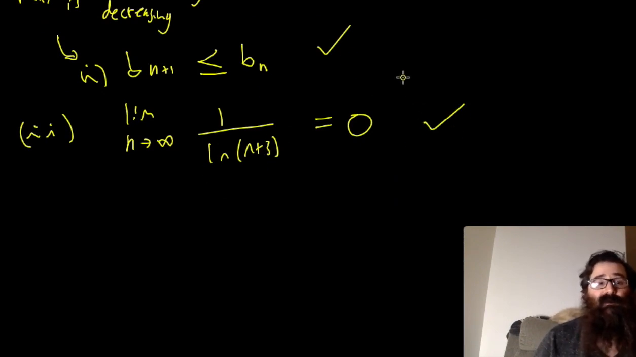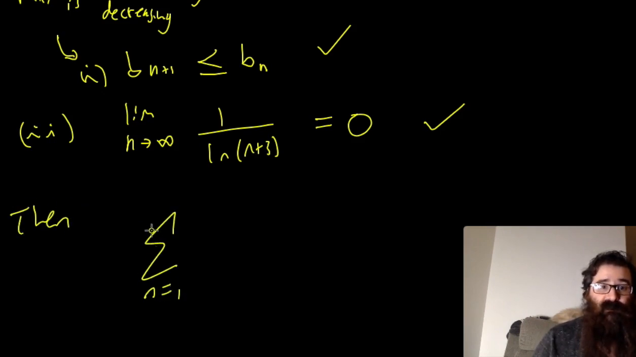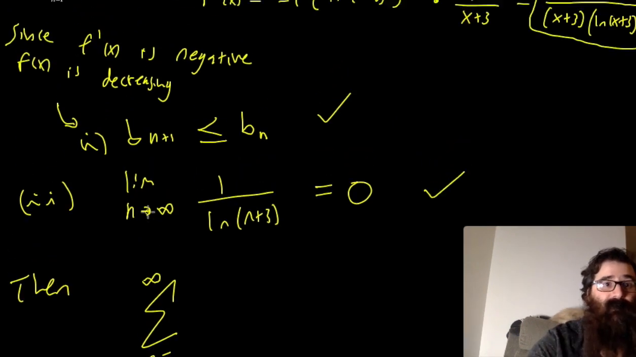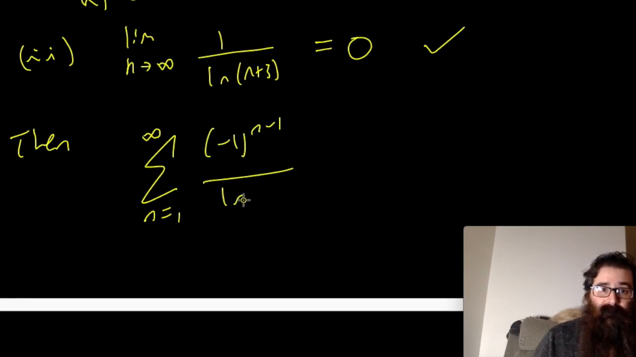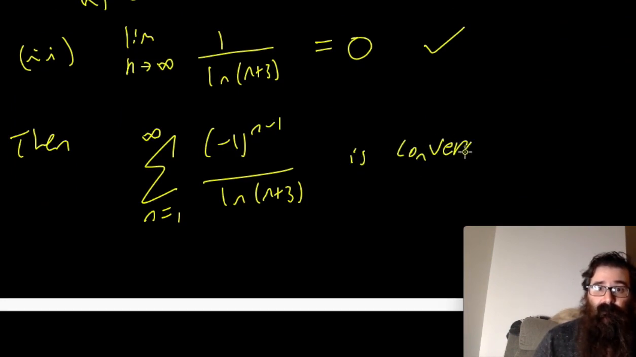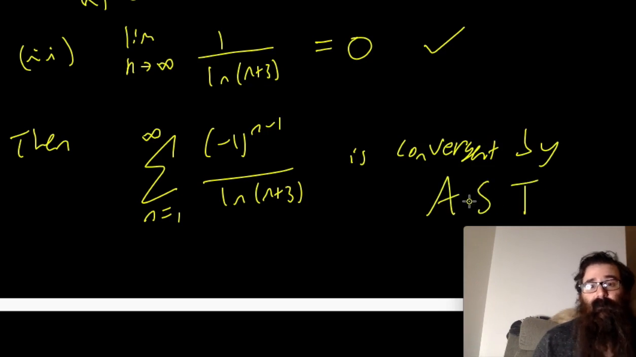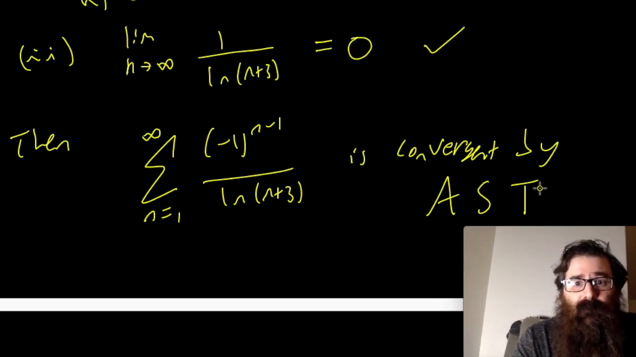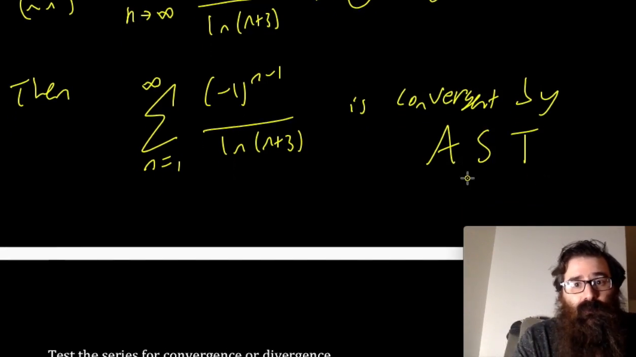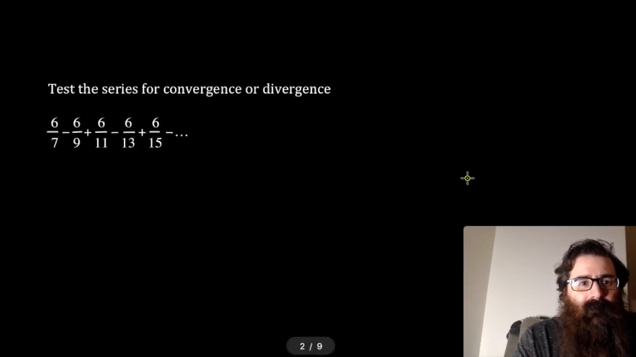Since these two conditions are met, we could say then our original sum, which is the sum from n equals 1 to infinity of negative 1 to the n minus 1 power over ln of n plus 3, is convergent by the alternating series test. And I like to abbreviate this so I'm not writing it out all the time, but you do want to make mention of the test that you're using. You do want to give a shout out there. So alternating series test.